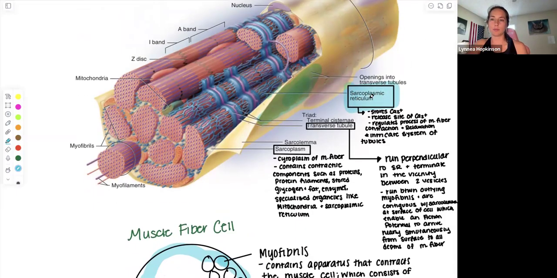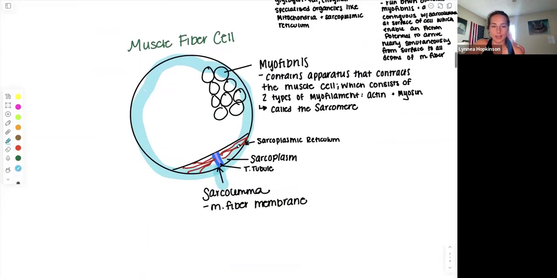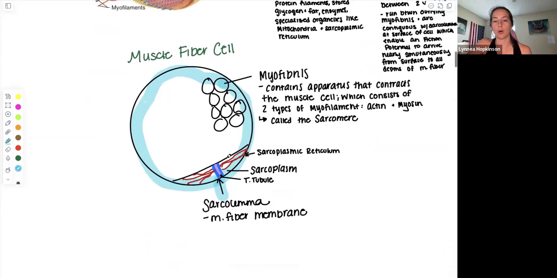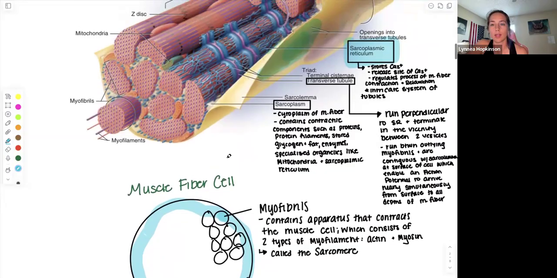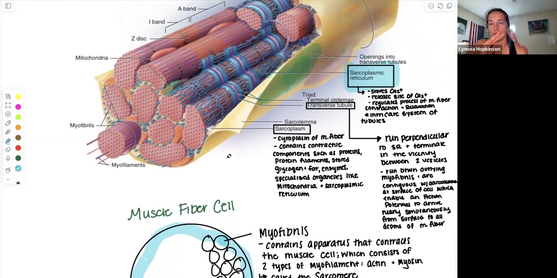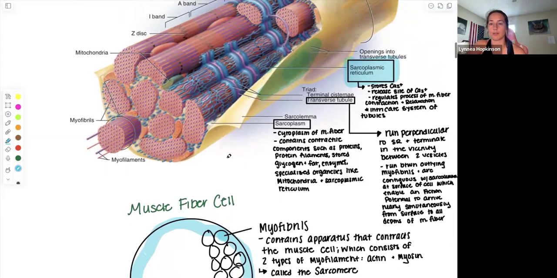The sarcoplasmic reticulum is essentially an intricate system of tubules, and it's going to be responsible for three main things: storing calcium, it's the release site of calcium, and it's going to regulate the process of muscle fiber contraction and relaxation. For now, looking at this diagram, it's going to be these red lines. So again, an intricate system of tubules responsible for the uptake and release of calcium in contraction and relaxation of a muscle.